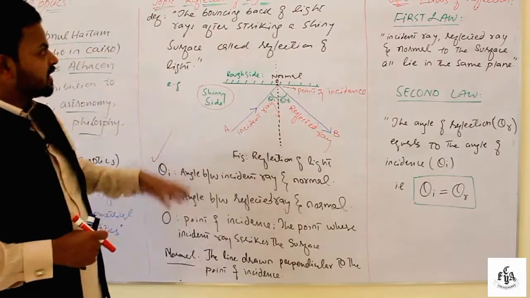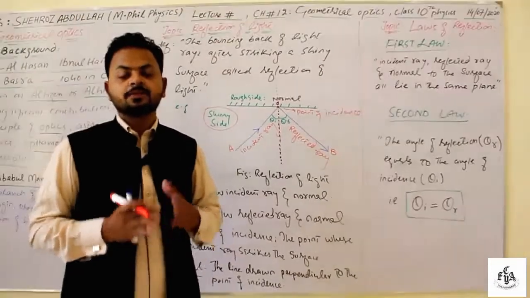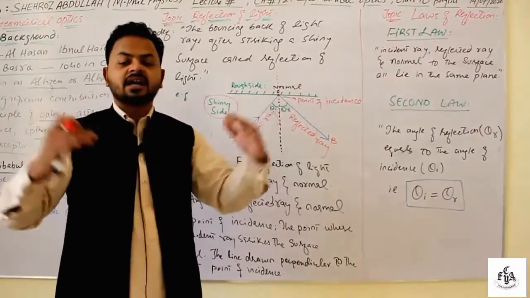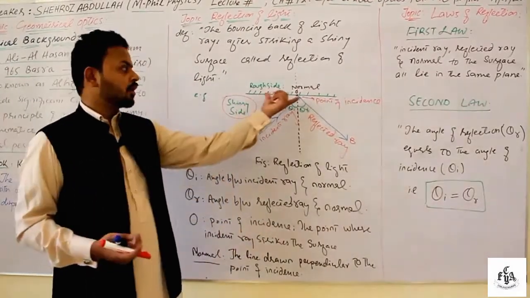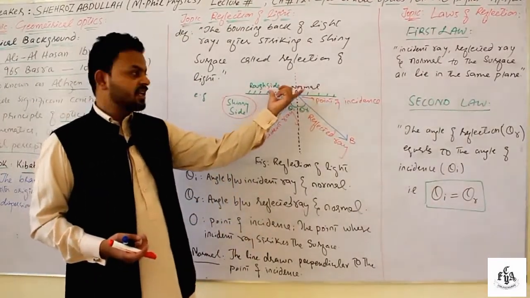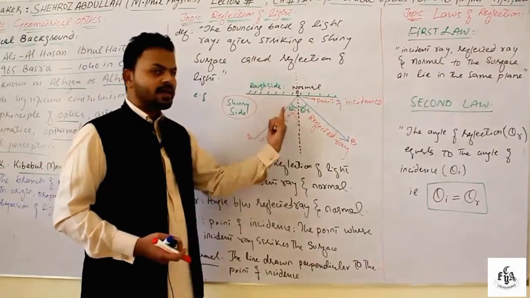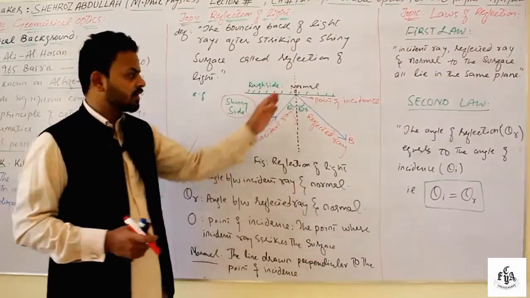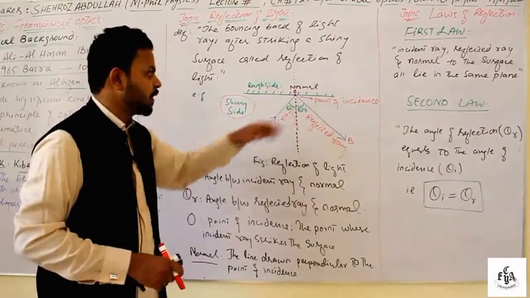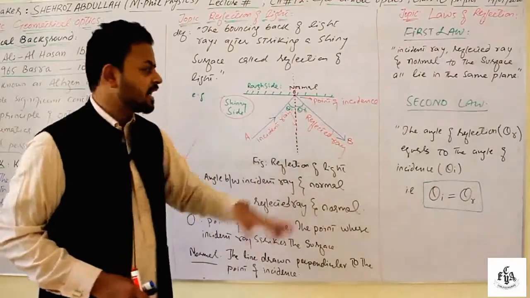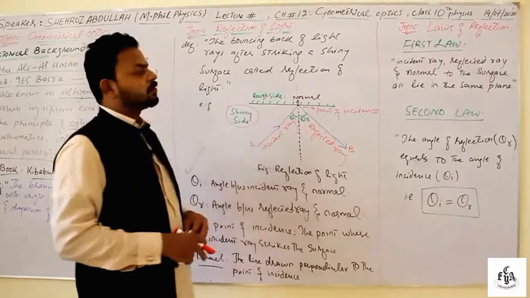Let me recall it. The bouncing back of a light ray after striking a shiny surface is known as reflection of light. We had a surface whose upper side is rough and lower side is shiny. Incident ray AO comes, strikes at point O and rebounds along OB. OB is the reflected ray, O is the point of incidence, theta I is the incident angle, theta R is the reflected angle. Now this was all about reflection of light.